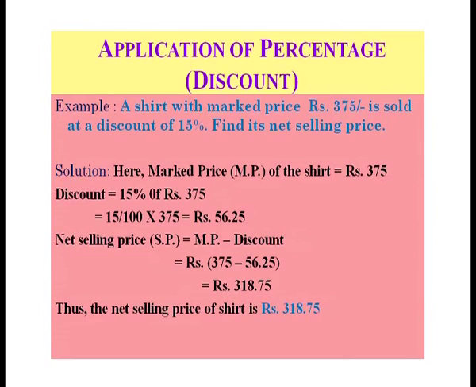56.25, and the net selling price will be MP minus discount, where MP stands for mark price, because we are giving a certain discount. Discount means we reduce it from the mark price, which is equal to rupees 375 minus 56.25, which is equal to rupees 318.75. Thus, the net selling price of the shirt is rupees 318.75.